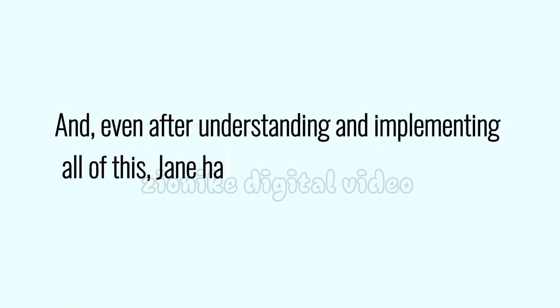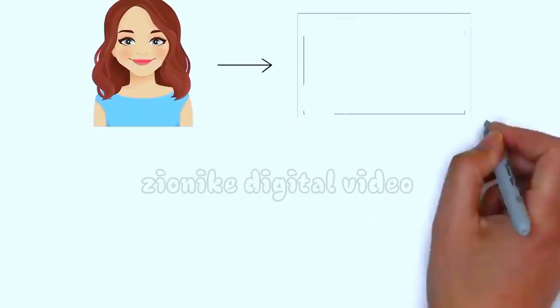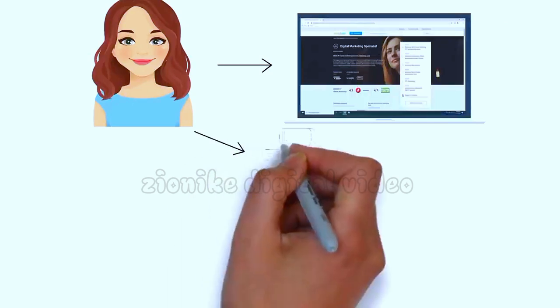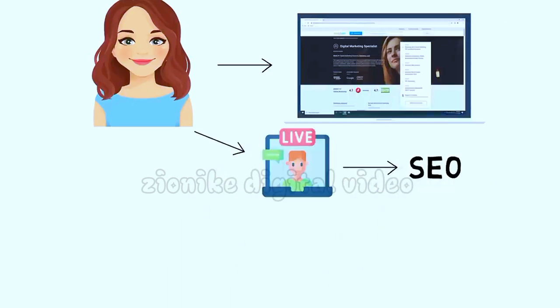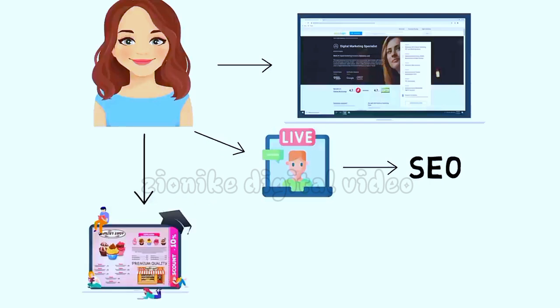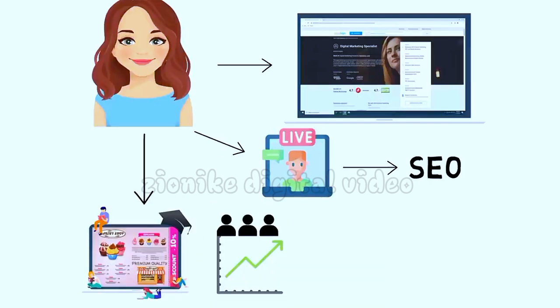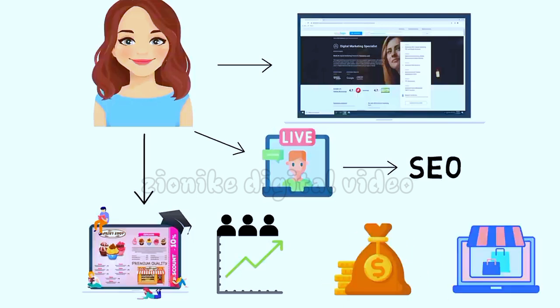And even after understanding and implementing all of this, Jane had just scratched the surface of what was possible with SEO. Jane decided to take up digital marketing certification, with classes covering just about everything she needed to know about SEO. It was only a matter of time before Jane began to implement her learnings on her website and see a massive uptick in the number of viewers coming to her website. In time, she could even earn money off the site by setting up an online shop.